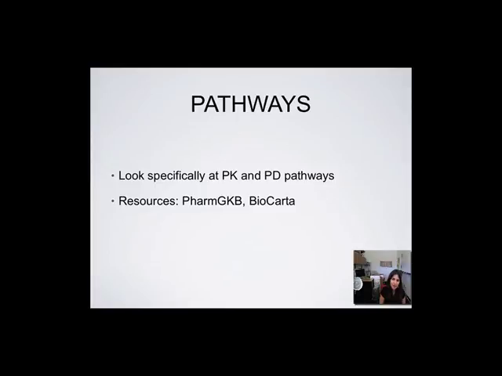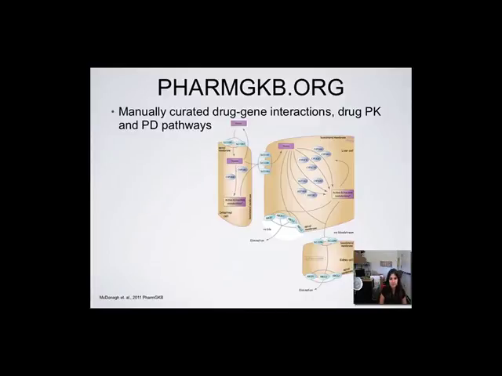And so these pathways can be pretty important to look at in order to find variants that influence the pharmacological phenotype. And there are existing resources for this, such as PharmGKB and BioCarta. And particularly, I'm going to talk about PharmGKB. So PharmGKB.org contains many manually curated drug-gene interactions and drug PK and PD pathways.